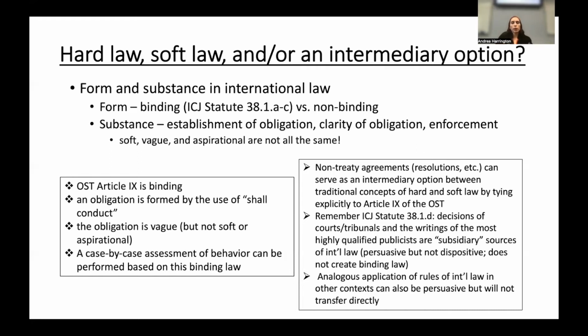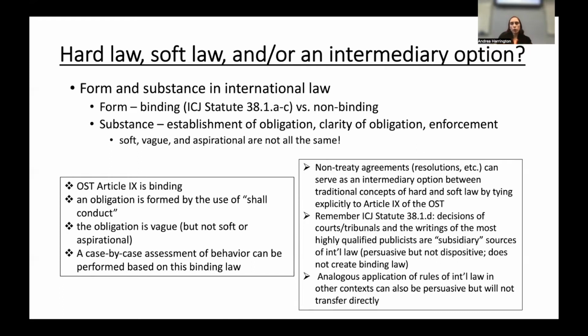So we can do a case-by-case assessment of behavior based on that binding law in Article 9 to determine whether a particular activity or a particular behavior conforms with the due regard principle. Did you act with due regard for other states' activities when you decided to carry out this activity? How much did you communicate in advance about what you were going to do, depending on what kind of activity it is, right? Those are factors that we can take into account as we're doing that case-by-case assessment.